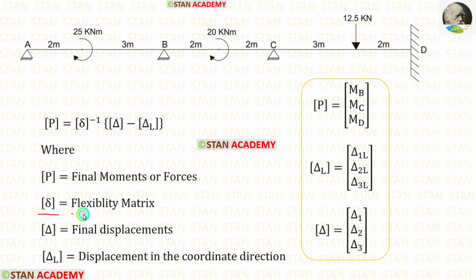Delta matrix is the flexibility matrix. Delta matrix is the final displacements. Delta L matrix is the displacement in the coordinate direction. Inside the P matrix, delta L matrix and delta matrix, there will be 3 values, because in this analysis, there are 3 coordinates. In this formula, first let us find delta L matrix.